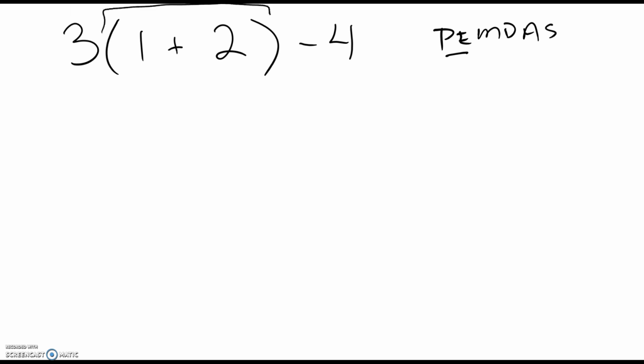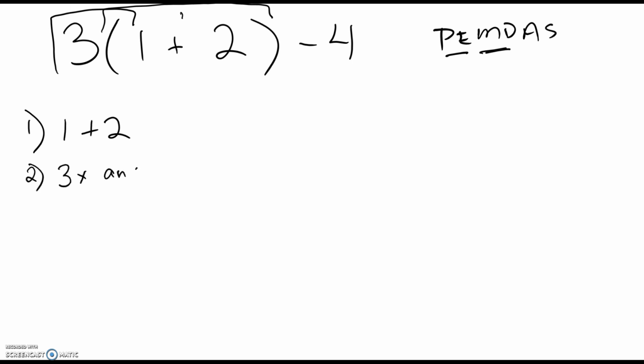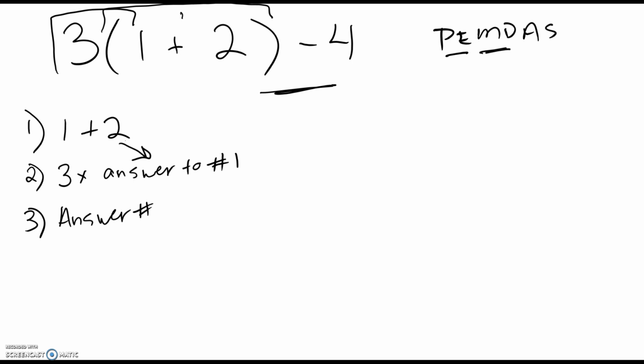So that's step 1, right? So step 1 is 1 plus 2. Okay. And then I'm looking for multiplication and division next. So I have got multiplication right here. So I would say my next step is 3 times the answer to number 1, basically, right? Okay. And then the last thing I would do is this subtraction over here. So that is whatever I get for number 2 minus 4.